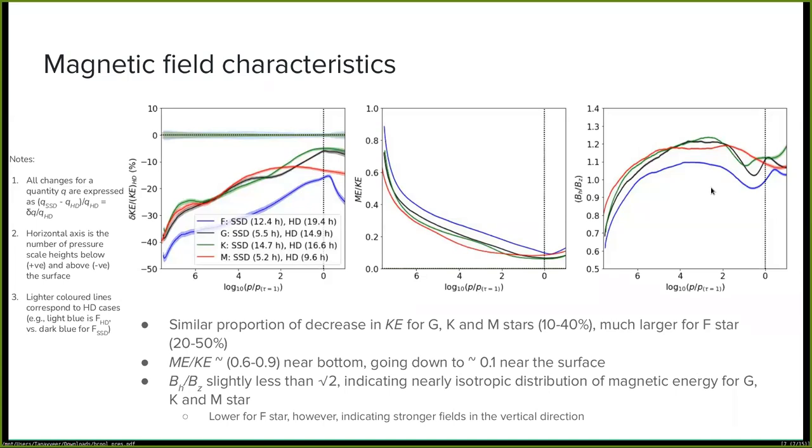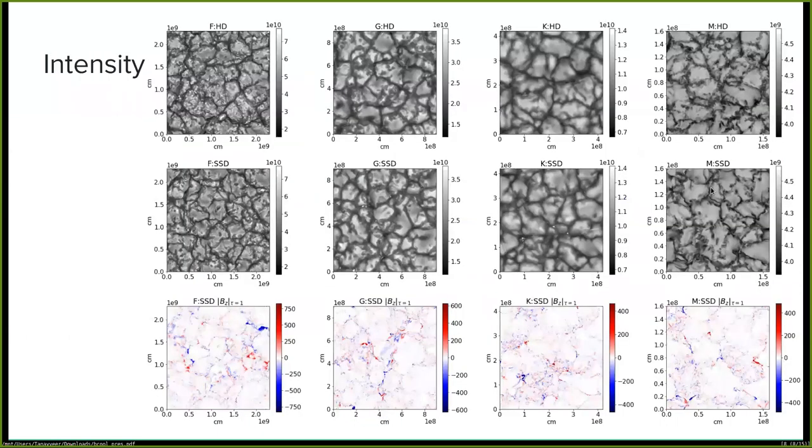Going on to more, I guess, interesting stuff. Here is a snapshot for the bolometric intensity for the hydrodynamic cases in the first row for the S, G, K, and M cases respectively. In the second row, there are intensity snapshots for the small scale dynamo cases. And in the bottom row is the corresponding vertical magnetic field at the tau equal to 1 surface for the cases.